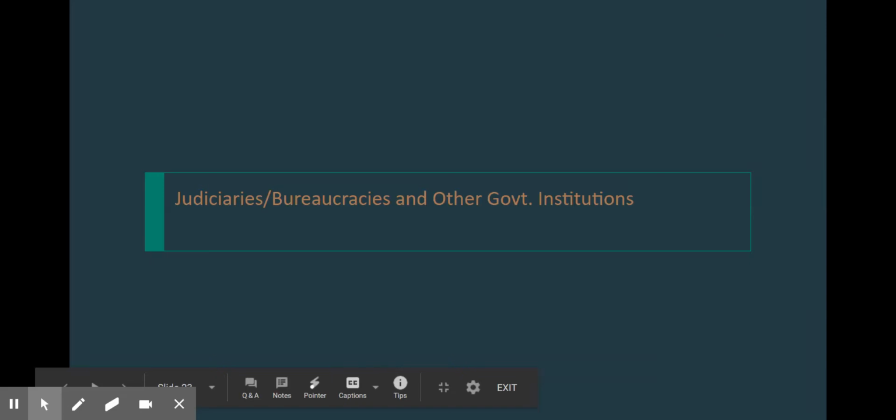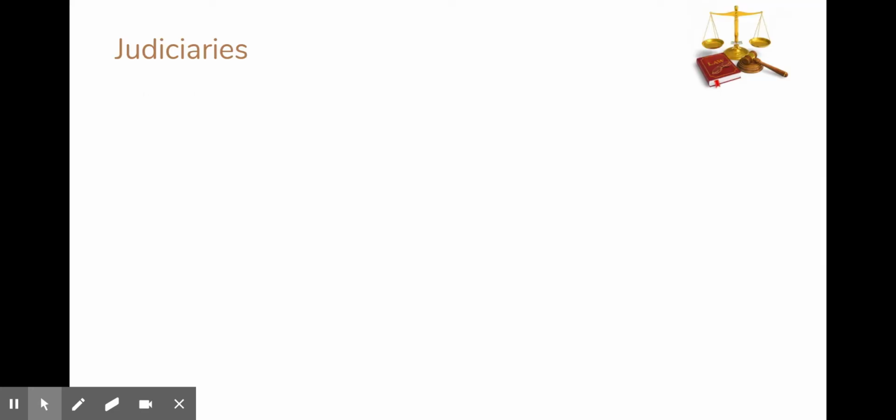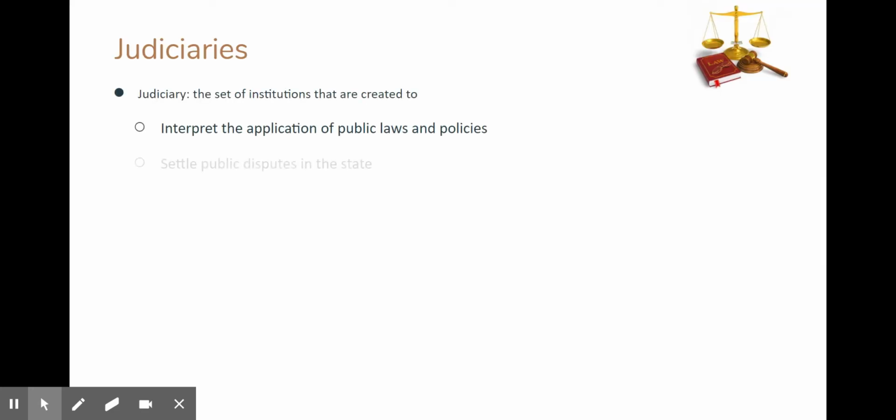Right, so we've talked about executive and legislative branches, so now we're going to jump over to the judiciary and then other sort of important or interesting parts of government within the six countries that we're going to talk about. So the judicial branch are institutions within the countries that are set aside to interpret the application of laws and policies, settle public disputes, and enforce criminal law.